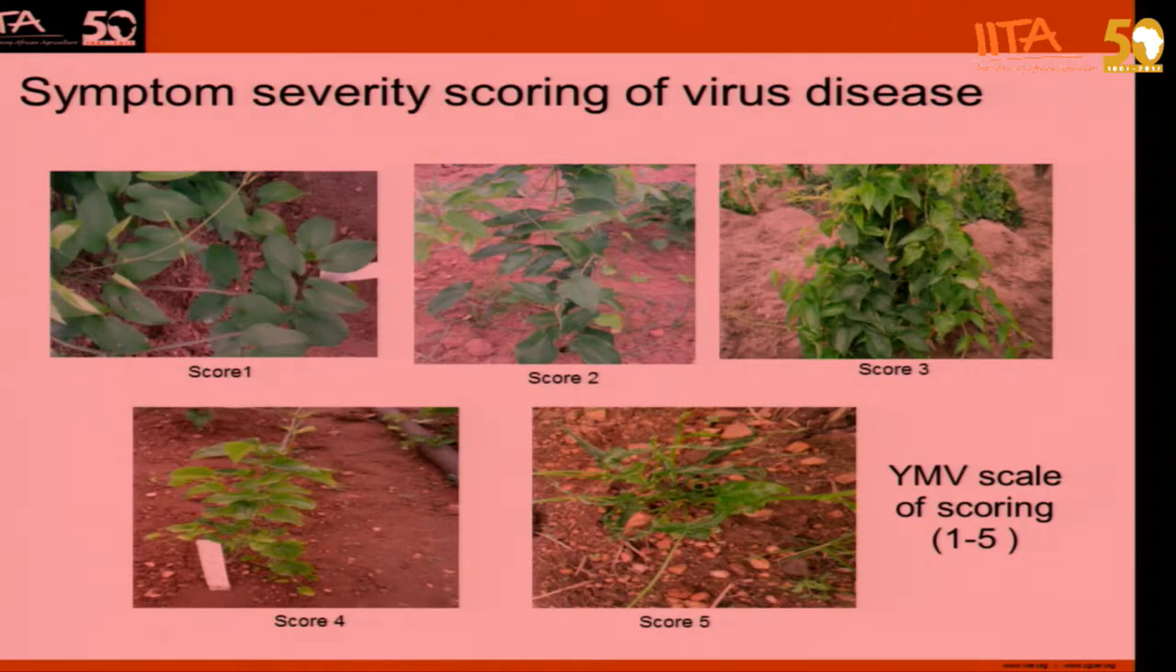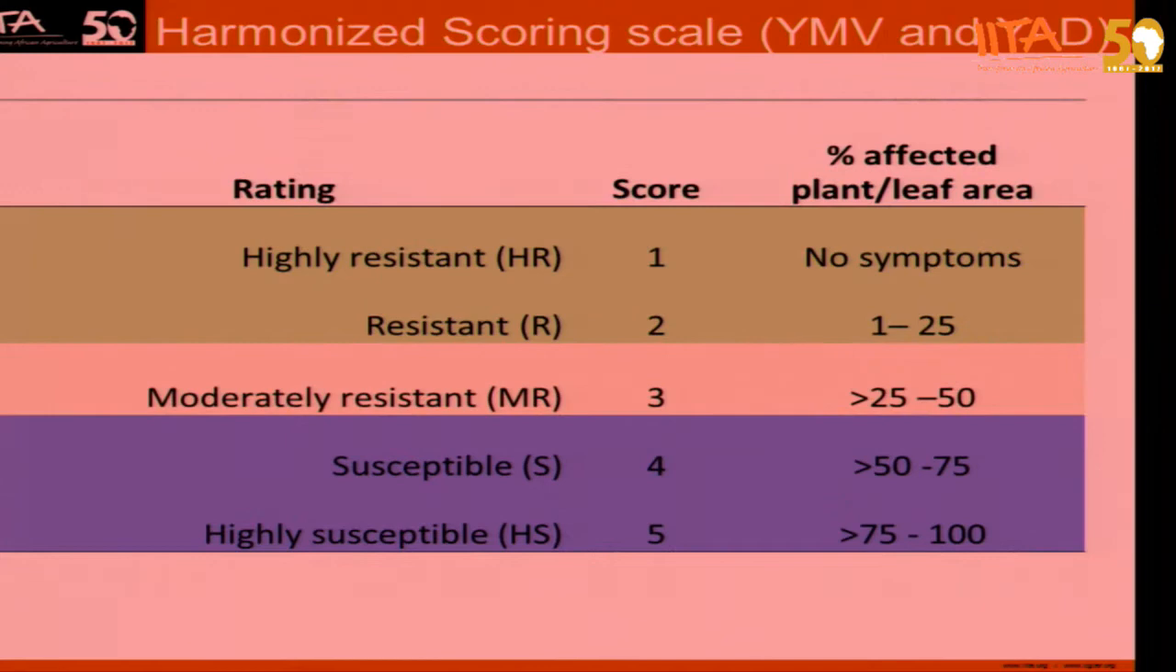This also goes for the yam mosaic virus, with the scale of scoring of 1 to 5 also, 1 being the one with no symptoms, and 5 being the most severe. Now we have a harmonized scoring scale for both diseases, whereby you can give a kind of rating or classification based on the symptoms that you are getting.